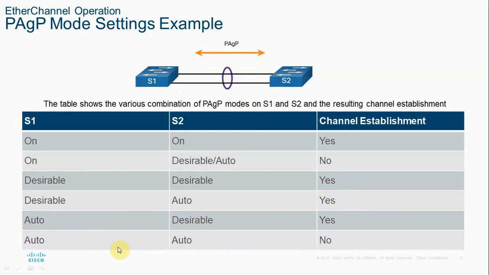Auto and auto, no, because somebody has to take the lead, right? Auto means I am not going to take any lead, I will only reply if you are requesting an EtherChannel, yes or no. But here both are auto, so they cannot create an EtherChannel. So in this case the EtherChannel is not created. Understood this one? If both sides have to negotiate, it means desirable, desirable. If one side negotiates and the other side replies, it means desirable, auto. No negotiation, immediately create an EtherChannel in PAgP, means on, on.